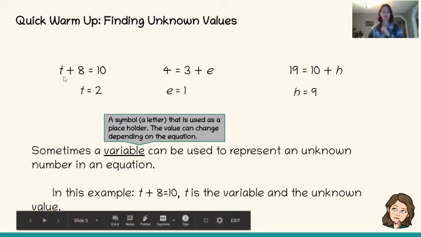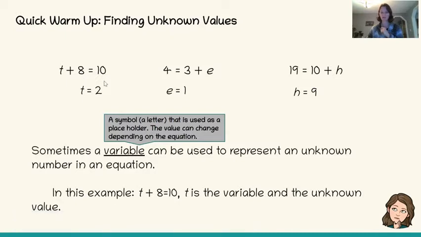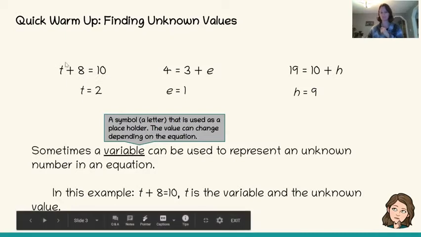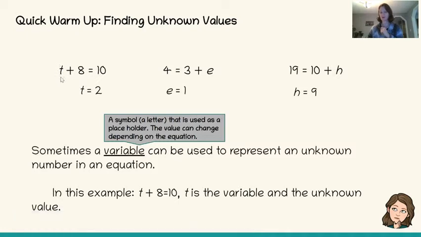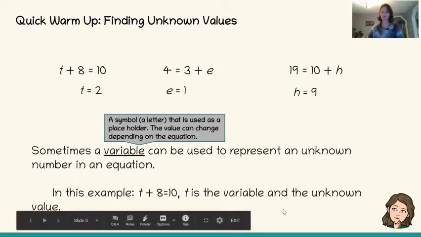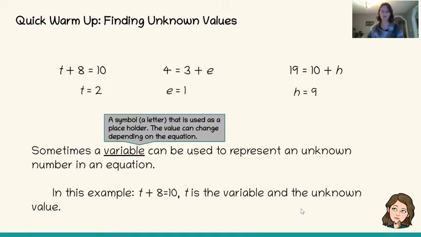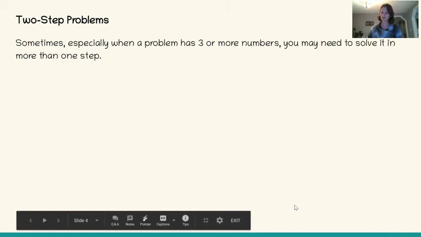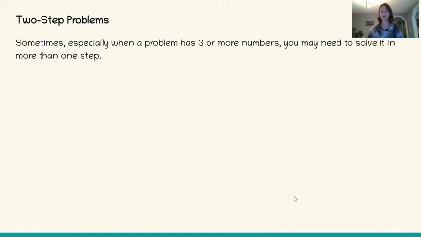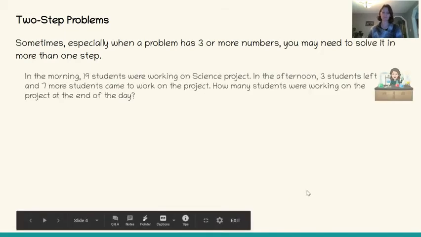So in the example of t plus 8 equals 10, t is the variable, okay? It's the unknown value, and we've put the t there just to hold that place and say, we're going to figure out what that value is. We don't know it yet, but that's the value we're going to figure out, okay? So just keep that in mind as we move on to multi-step problems, because sometimes, especially when a problem has 3 or more numbers, we may need to solve it in more than one step. For example, here's a word problem.